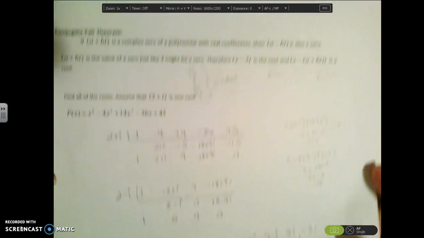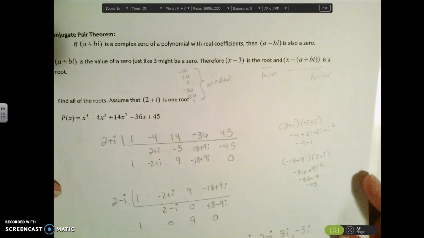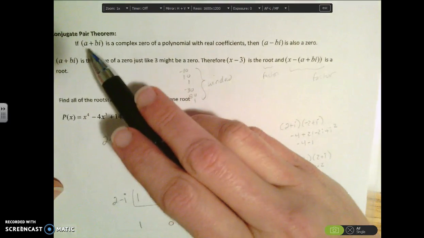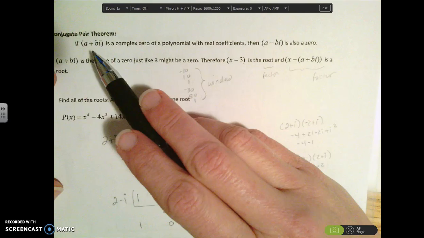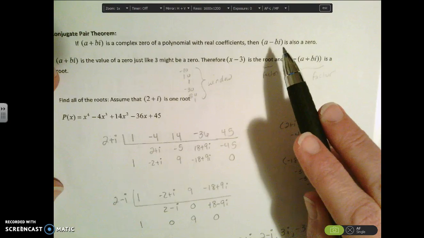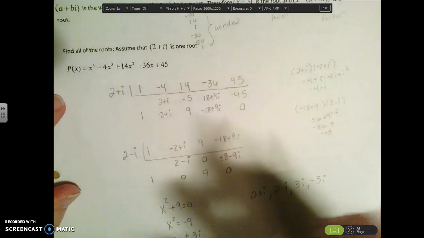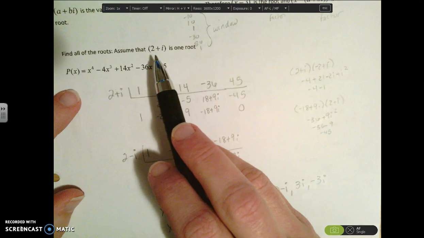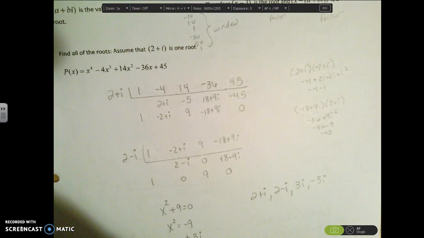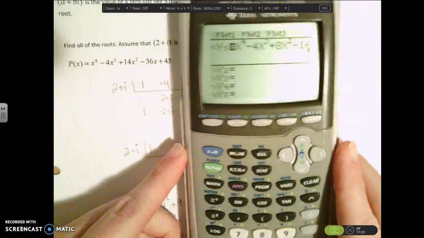Okay, so the next example we have is what they call the conjugate root theorem, or the conjugate pair theorem. And what that says is basically if I have a polynomial, if I have a factor that is a complex or an imaginary root, a plus bi, then that means that a minus bi also has to be a 0. So here's an example, and I'm telling you that one of the roots is 2 plus i. So again, I go to my calculator and I put this in.